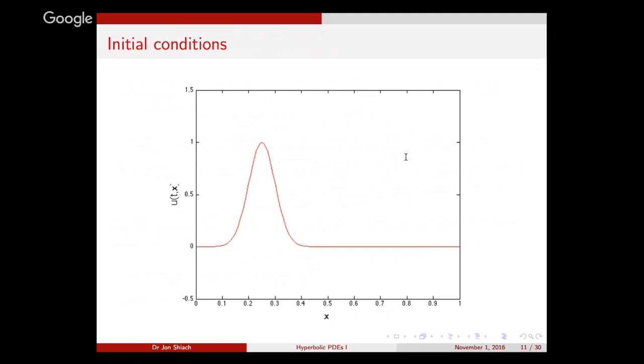Using a velocity of 1, after half a second, my Gaussian curve is propagated from left to right, because we've got positive velocity, and it ends up there. The dashed line is where it started. So I know the exact solution, and my numerical solution should, hopefully, be very similar to that exact solution.